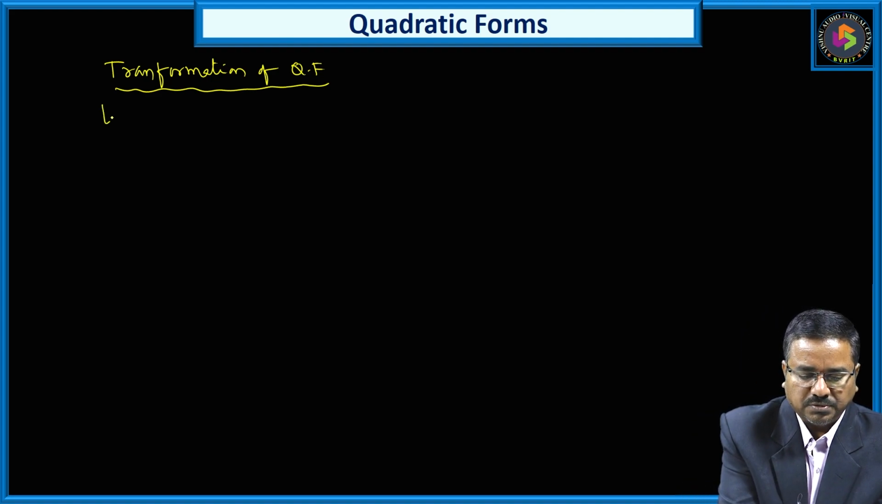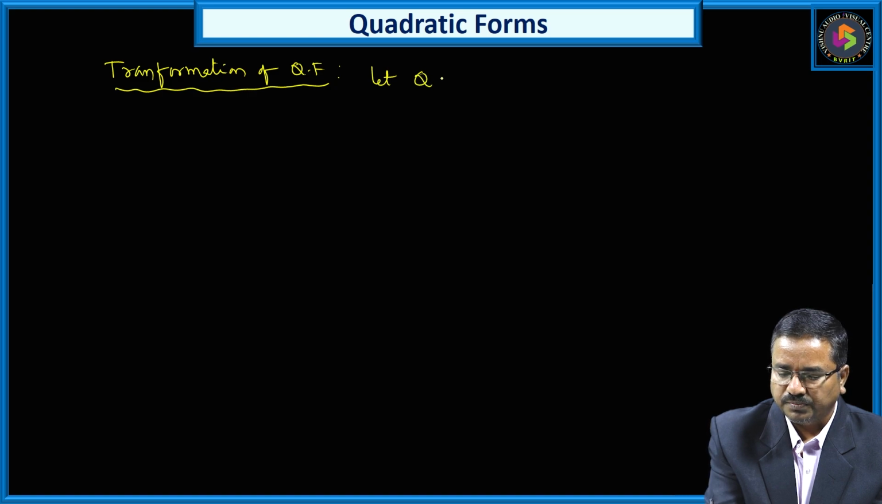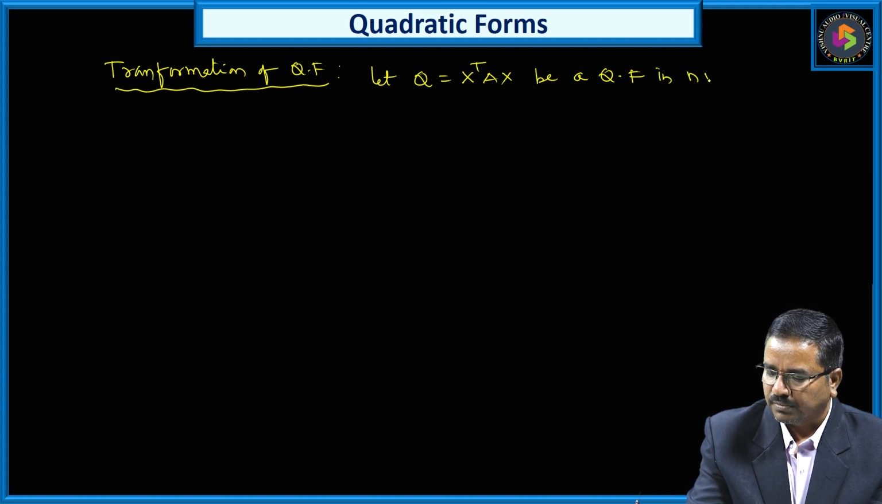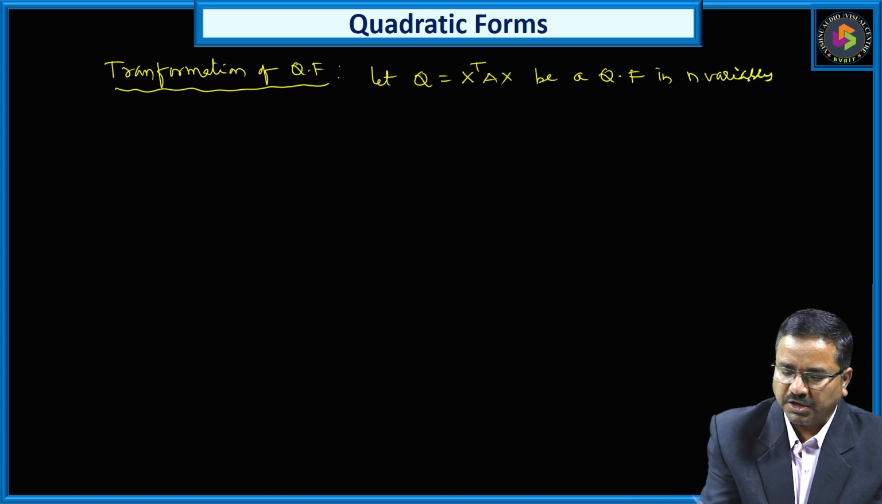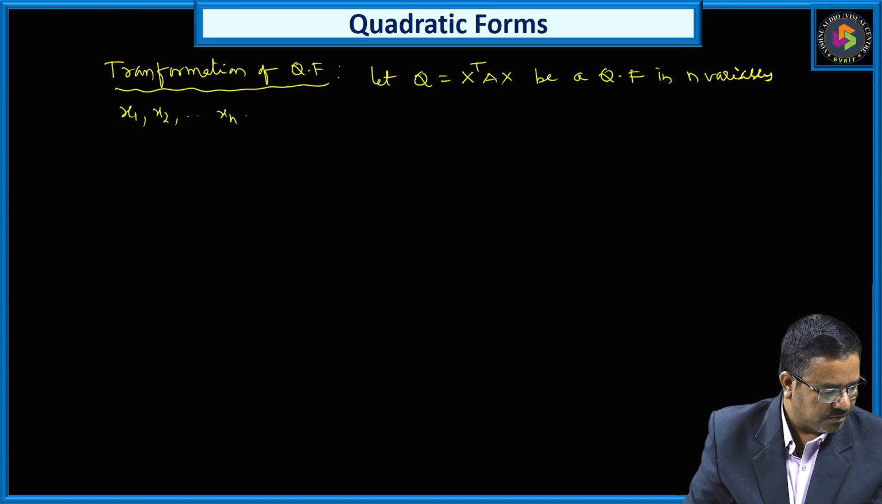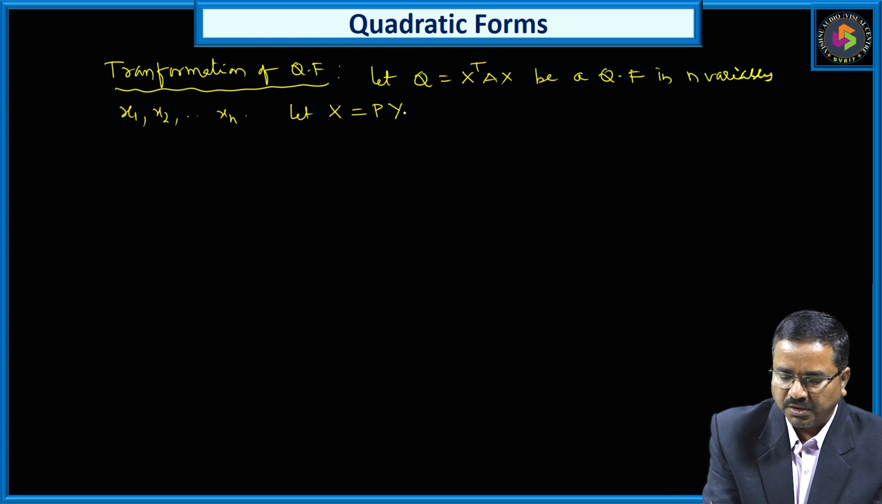Let Q is equal to, I'm taking the matrix form, x transpose AX, be a quadratic form in n variables, say x1, x2 and xn. Now I'm taking one relation here. Let x is equal to PY be a linear transformation.